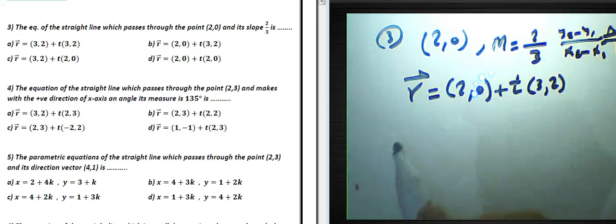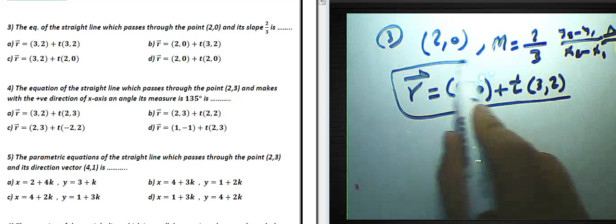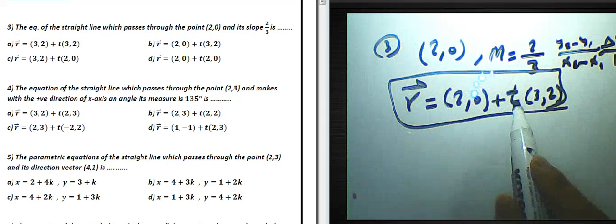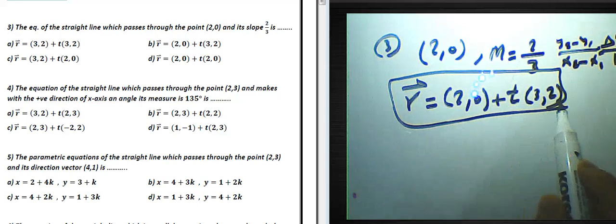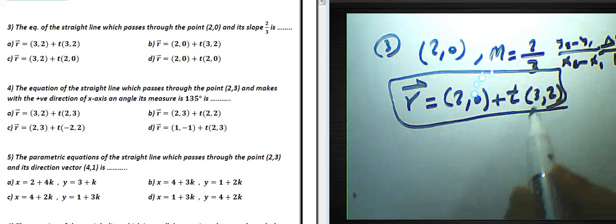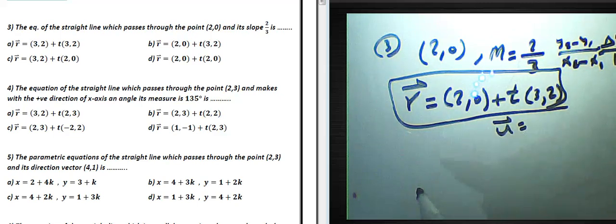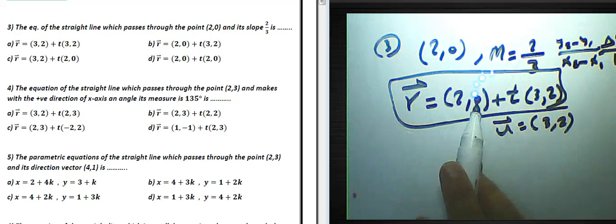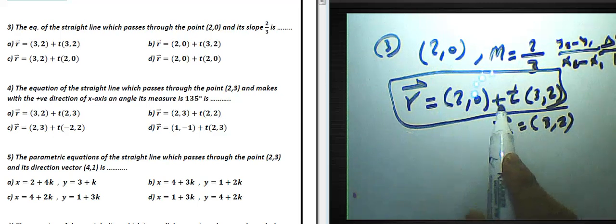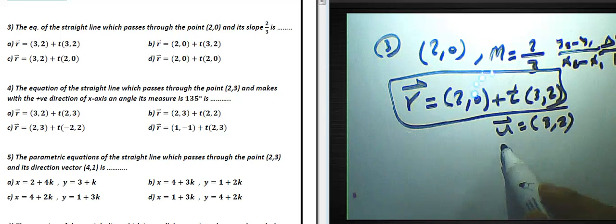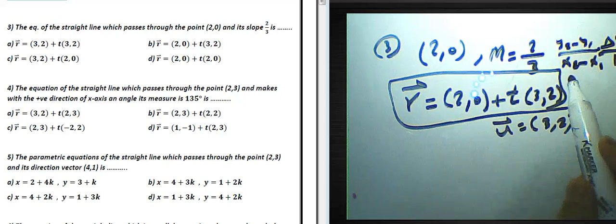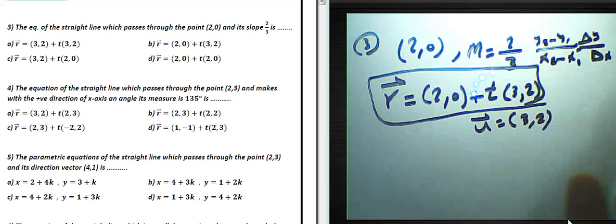Understood? To write the equation of a straight line by the vector r, you must write the point first, plus t, the constant, multiplied by the vector u. Okay, it will be (3, 2). Again, vector r equals (2, 0), the point. We must write the point first, plus constant t multiplied by the vector u. Vector u means the difference between y2 and y1 over the difference between x2 and x1. It refers to the slope.